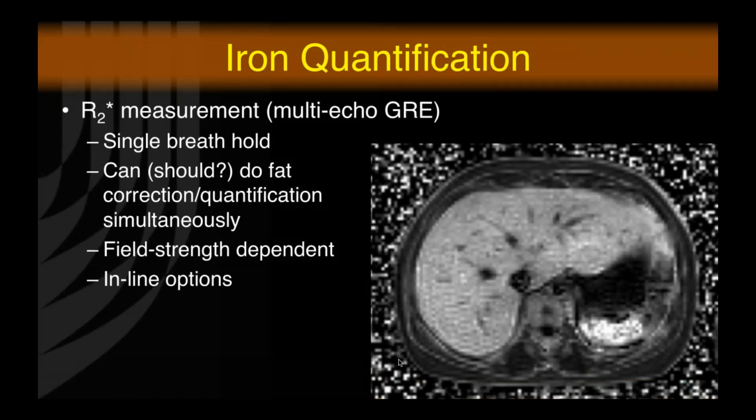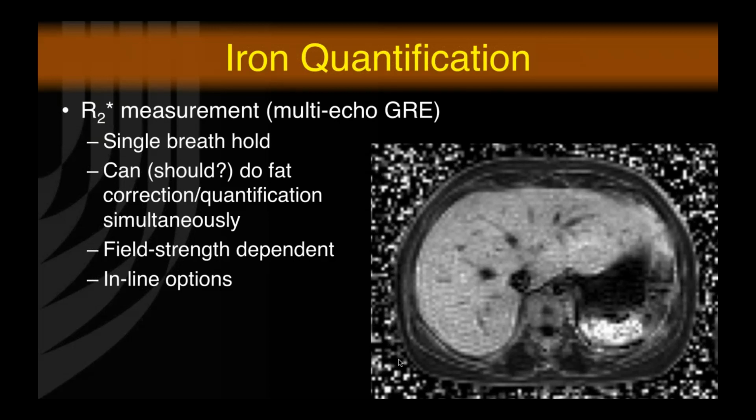The big advantages of the R2 star method are that they're much quicker. You can do these in a single breath hold and get a single slice or multiple slices. And you can calculate these in-house. You can calculate the R2 star value using vendor-supplied post-processing packages, and then use the calibration curve yourself, so it's not necessary to send out the data.